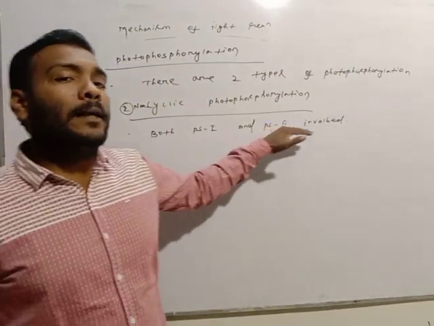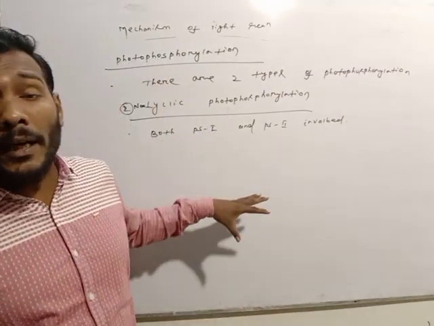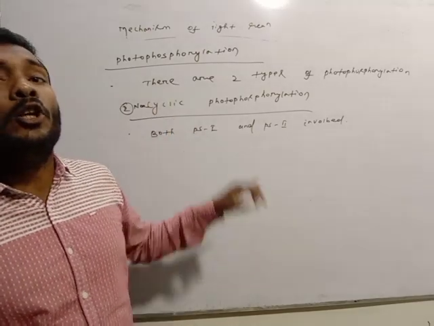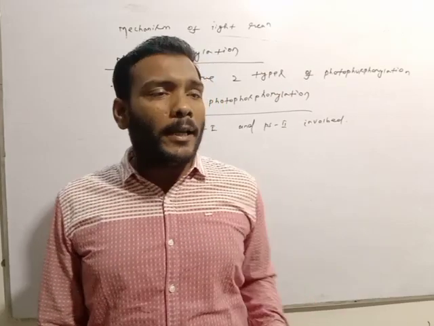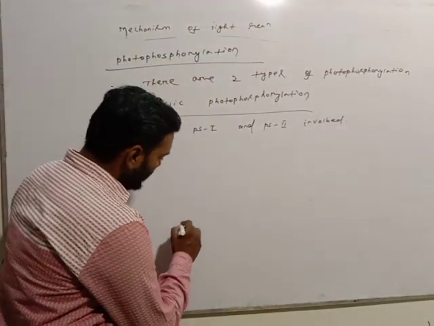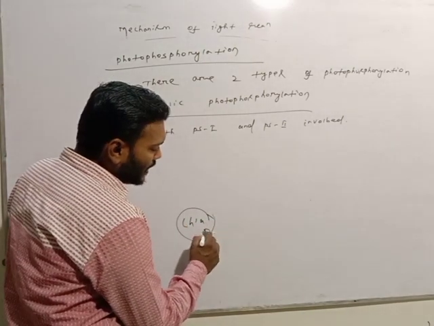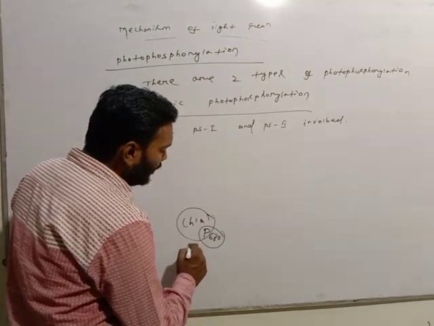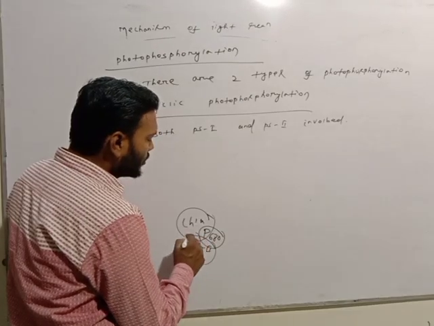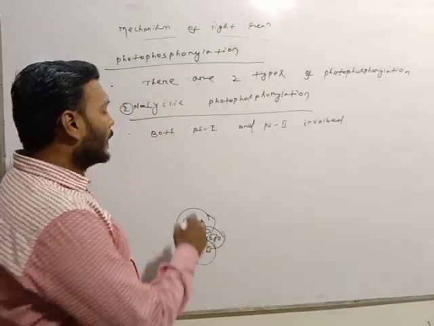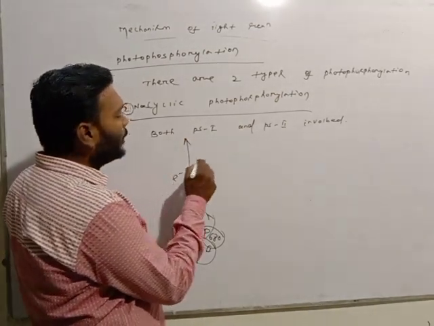Both the pigment systems are involved in non-cyclic photophosphorylation, and here the movement of electrons is always in a non-cyclic manner rather than a cyclic manner. How is it possible? Let's see. If the reaction center of the chlorophyll molecule is P680, then it is PS2. If the photons or solar energy are absorbed by PS2, it expels an electron to a higher orbit.